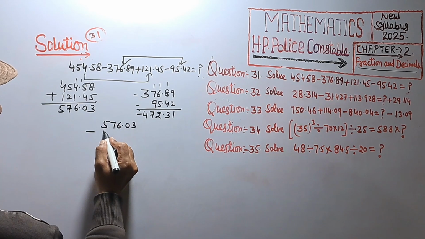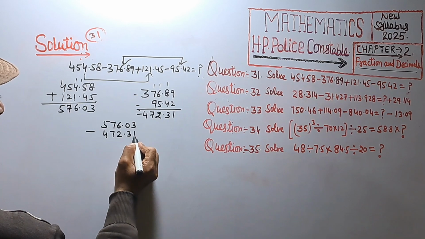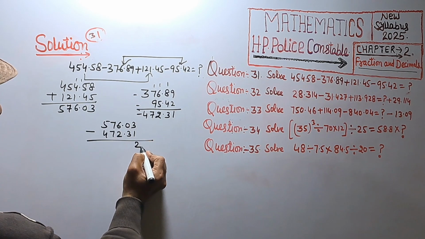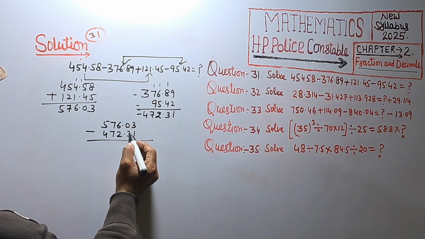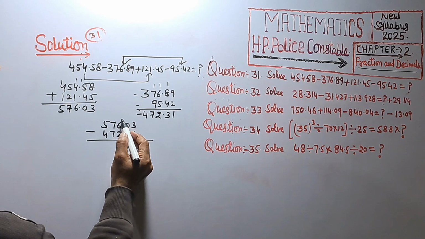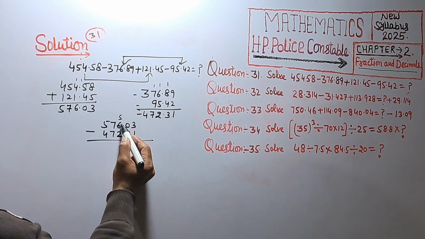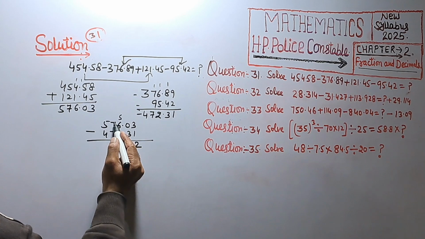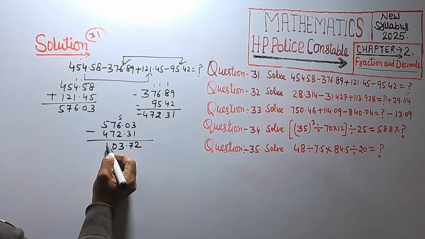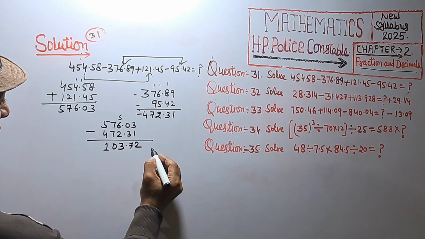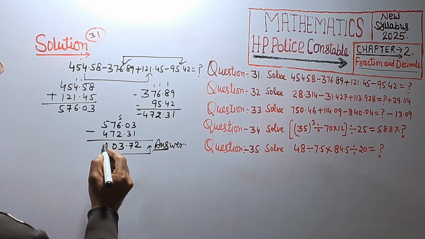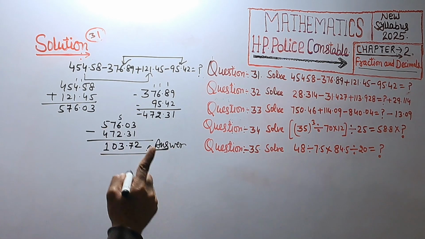576.03 minus 472.31, that is 3 minus 1 equal to 2, 10 minus 3 is equal to 7, and 5. 5 minus 2 is equal to 3, 7 minus 7 equal to 0, 5 minus 4, that is equal to 1. Answer 103.72. Answer.